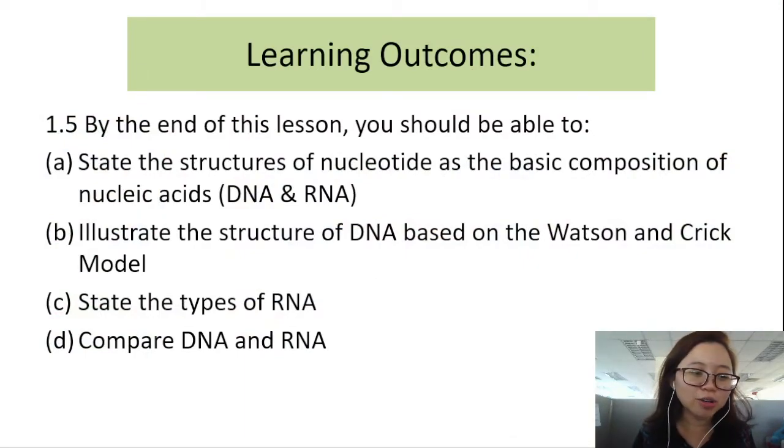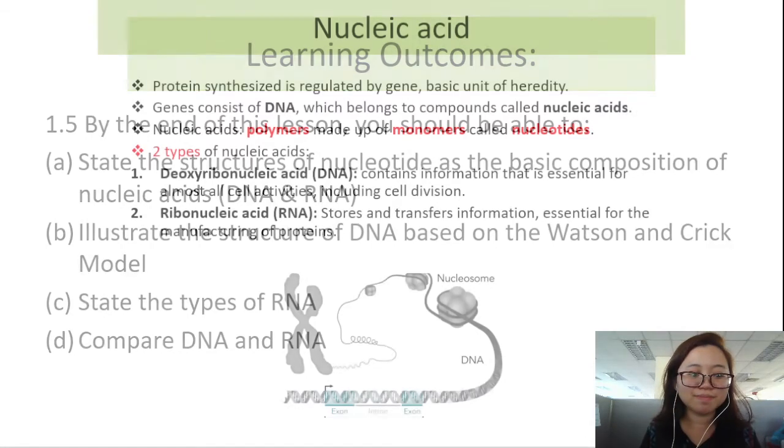and here are your learning outcomes. By the end of this lesson, you should be able to state the structures of nucleotide as the basic composition of nucleic acids, including DNA and RNA. You should be able to illustrate the structure of DNA based on Watson and Crick model. You should be able to state the types of RNA and compare DNA and RNA.